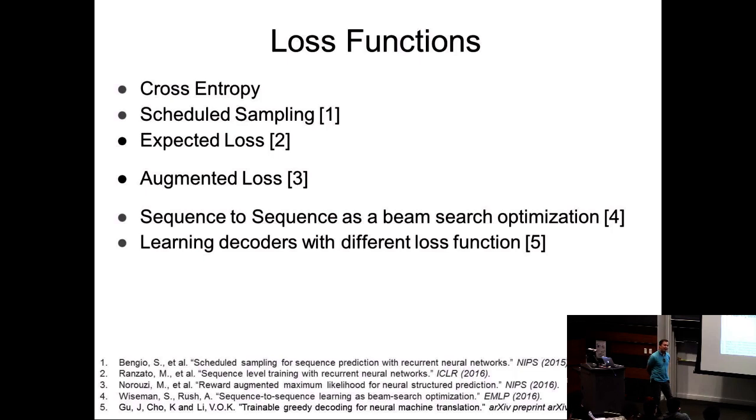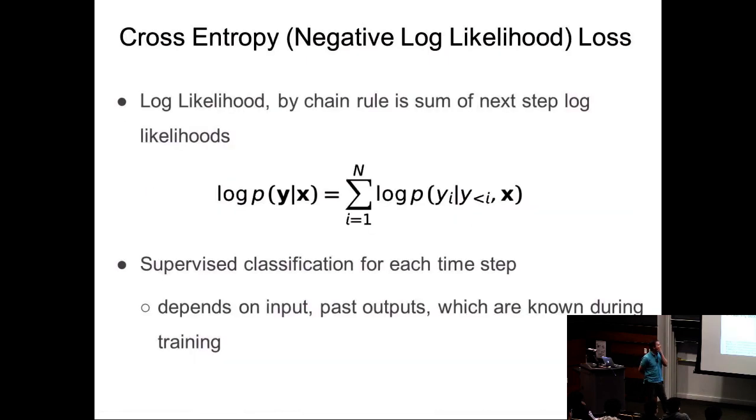So people are trying to figure out, ultimately I get some output and I'm using beam search to figure out what the best solution is. Can I actually optimize the beam search itself so that I can just get the best candidate answer? And then you're also trying to learn decoders with different loss functions. So if you're interested, there's a whole bunch of papers exploring different loss functions, and I'm going to show you some of them.